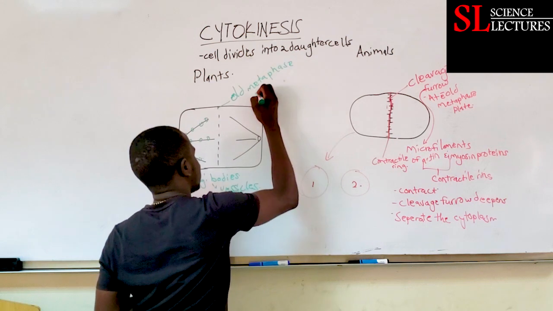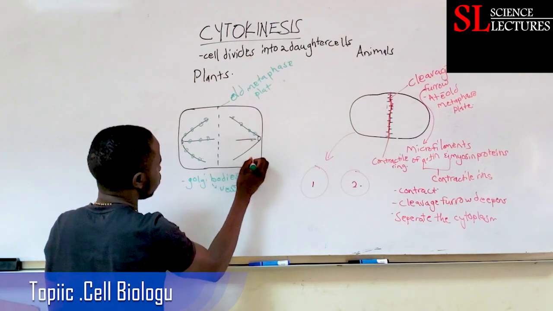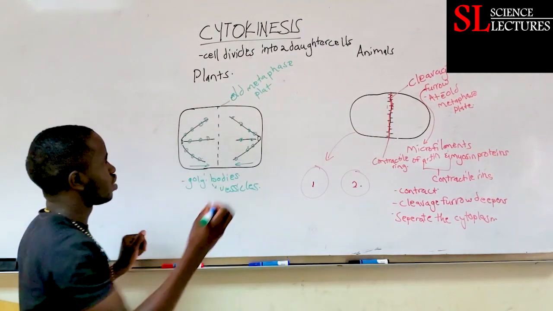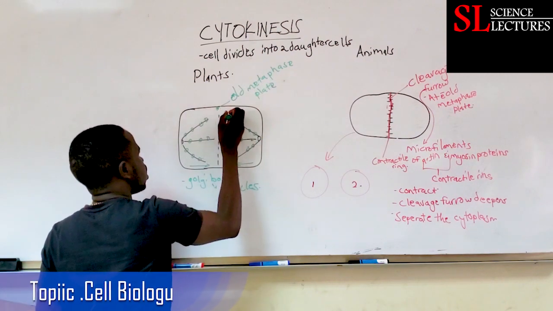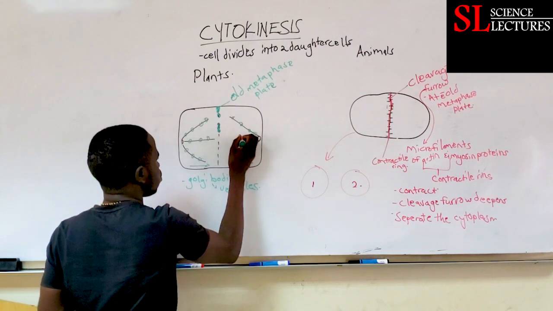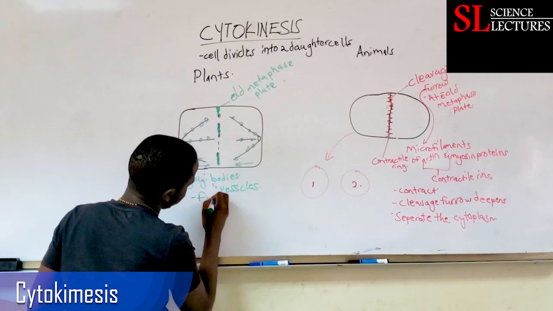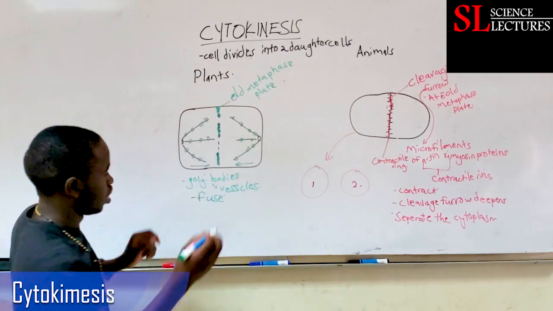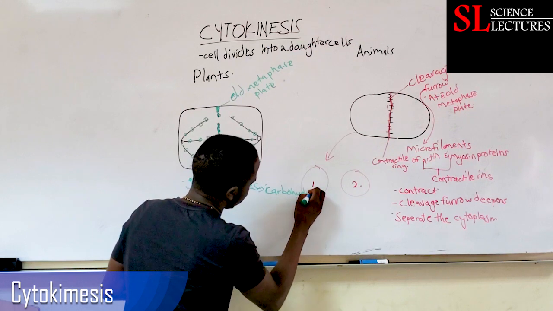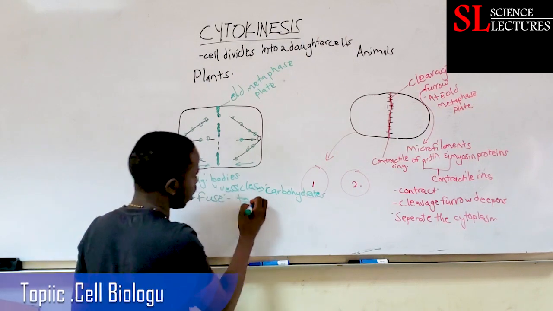They will be coming from this side, and from this side. So when they reach in between at the old metaphase plate, they will fuse. This one shall fuse here. This one shall also fuse here. Basically these vesicles shall contain what? Carbohydrates. So when they reach at the old metaphase plate, they fuse together to form the cell wall.